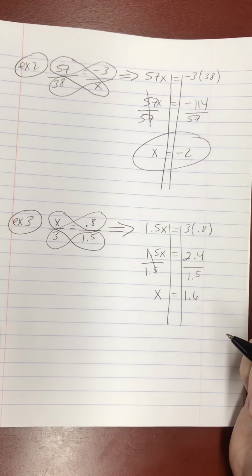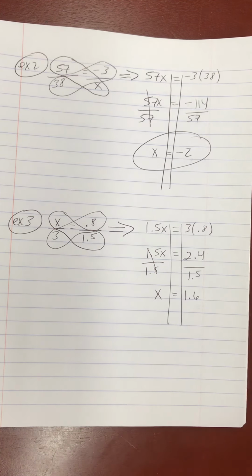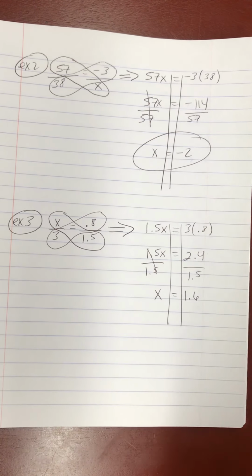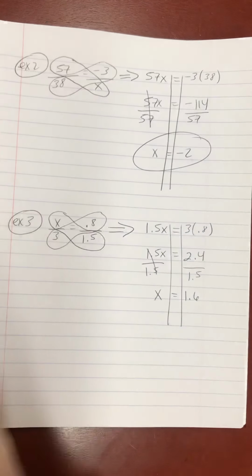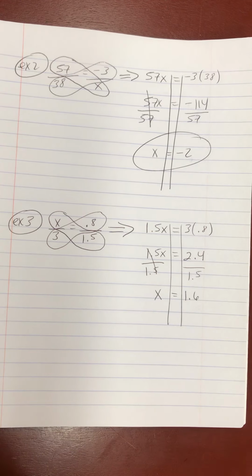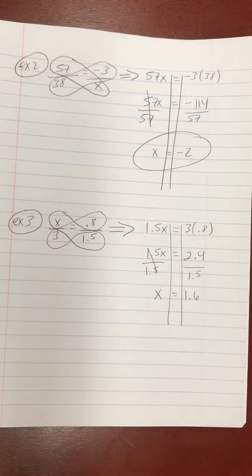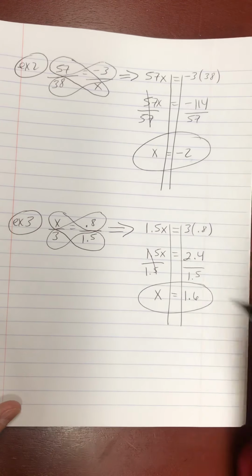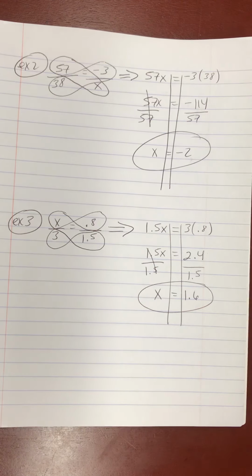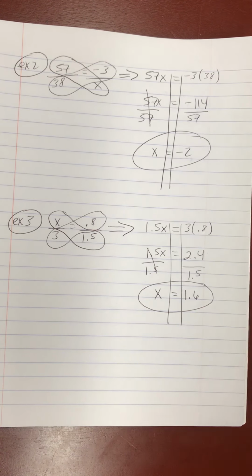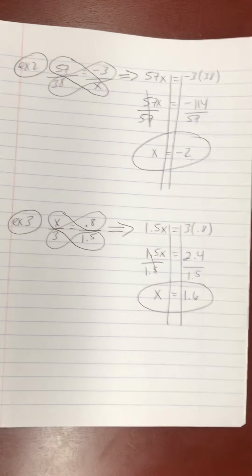Wait a minute, that's not right, is it? Hang on, something seems wrong with that. Let me just double check that. Hang on. 2.4 divided by 1.5. Oh no, that is right. It just didn't seem right to me. Okay, good. I was second guessing. Okay, so there we go. x equals 1.6, final answer. Okay, good. All right, so that's one with the decimal.